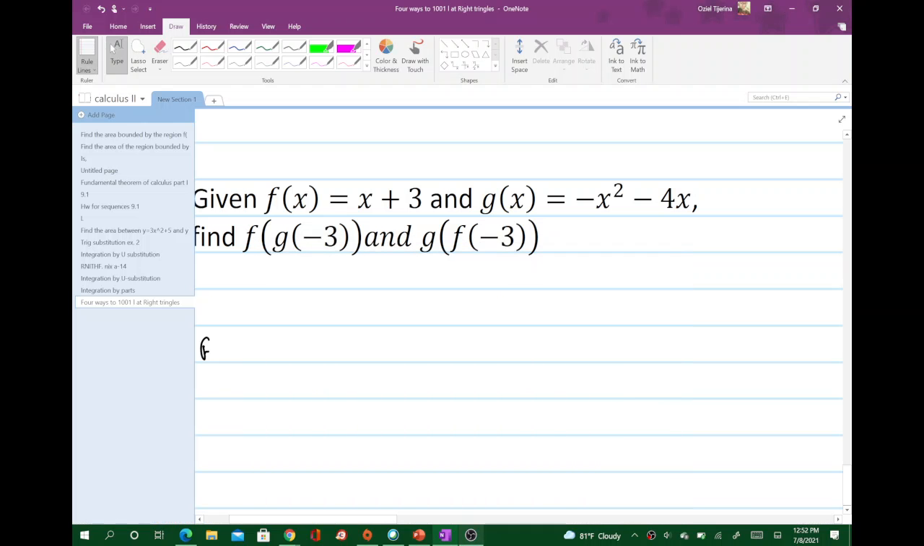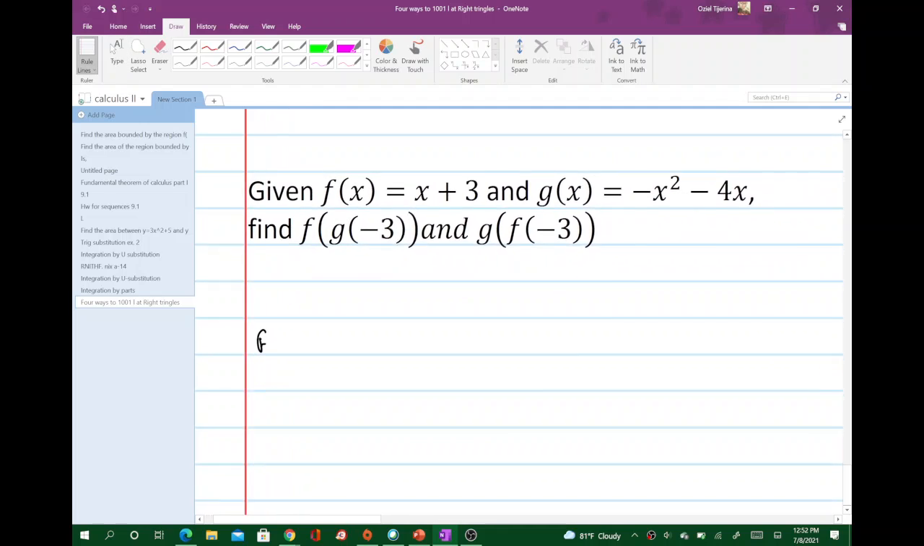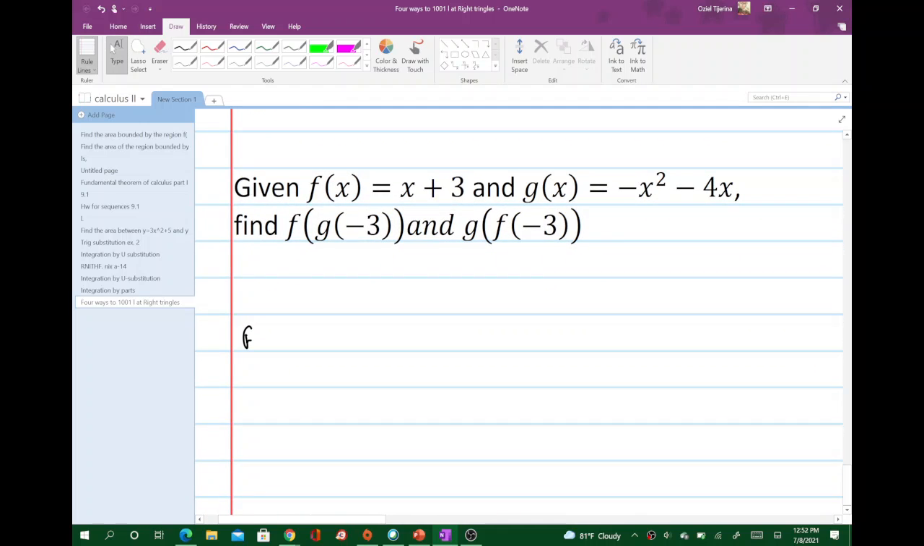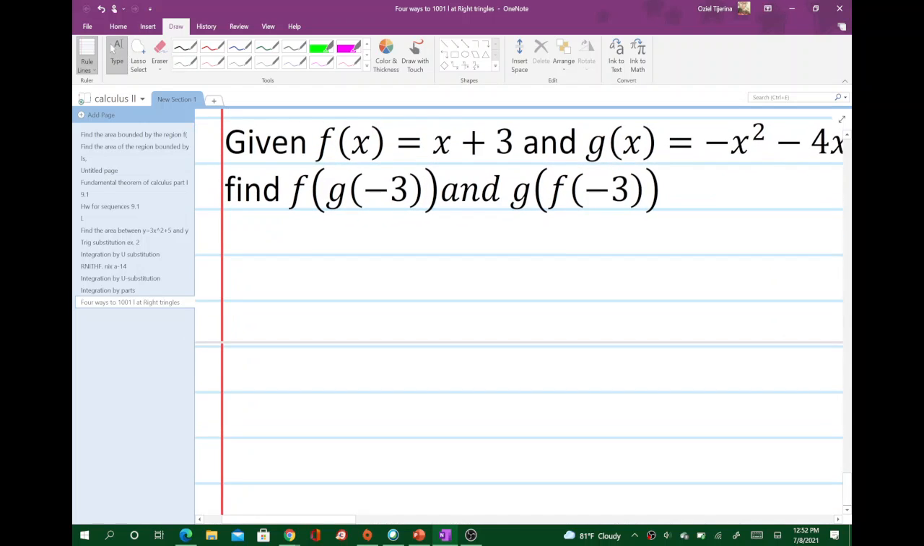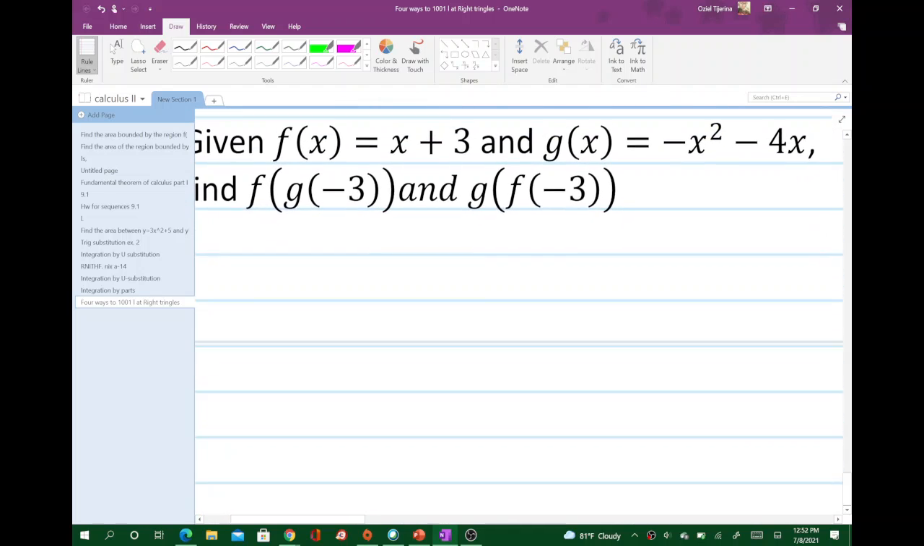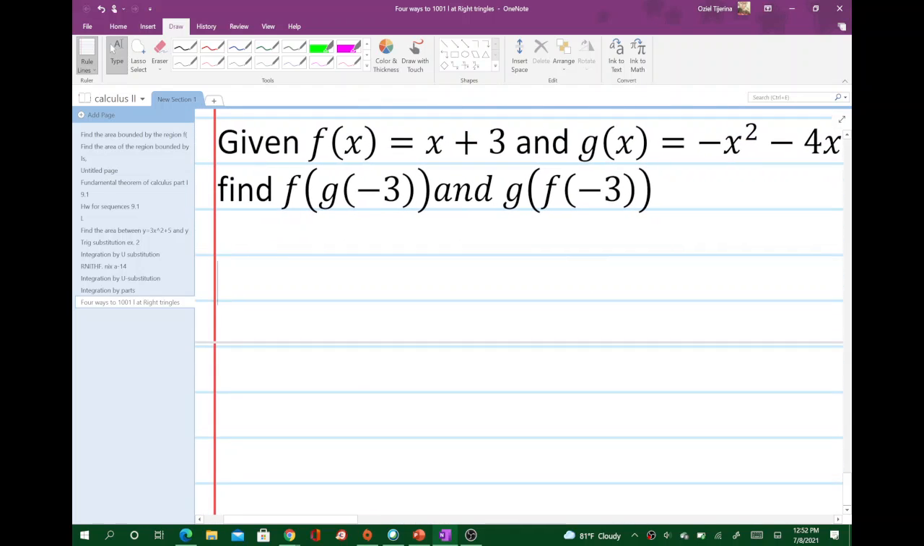Alright, so let's look at this problem here. We have, and this is composition of functions. Given f of x equals x plus 3, and g of x equals negative x squared minus 4x, find f of g of negative 3 and g of f of negative 3. I'm going to color code in this example. And again, I want to go slowly because I know that for some people this isn't very easy.